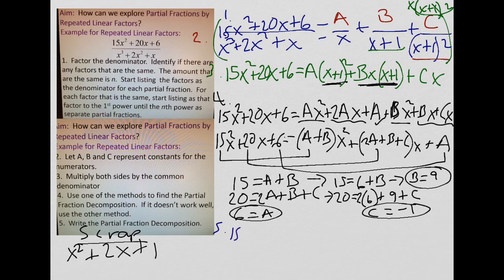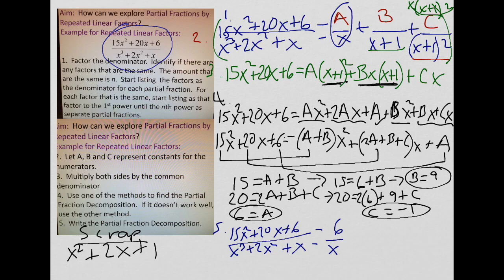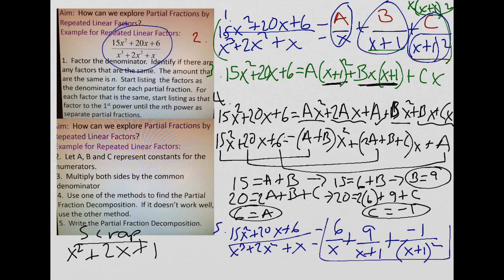Okay, and our last step. So 15x squared plus 20x plus 6 over x cubed plus 2x squared plus x. That's a little sloppy, but we can see the original problem. It's going to equal 6 over x, because that's our a, plus 9 over x plus 1, and always put a plus sign, that helps later. Then -1 over the quantity of x plus 1 squared. That's it. We got our answer. Good luck.